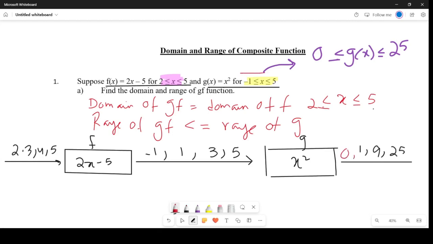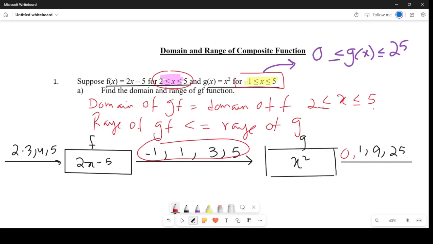Because this -1 to 5 is not integer values. It's everything between -1 to 5. So this is everything between -1 to 5 as well. Or sorry, this 2 to 5 is also everything between 2 to 5. So when you feed the values 2, 3, 4 and 5, the minimum value is -1 and the maximum value is 5. All the answers in between will also come for one value or another.